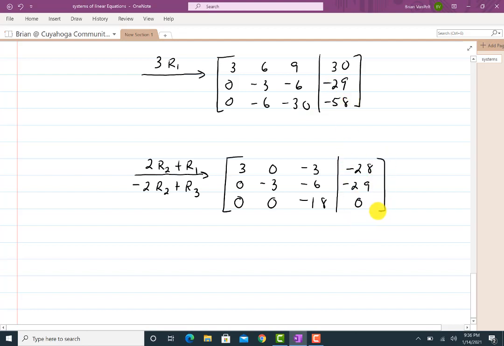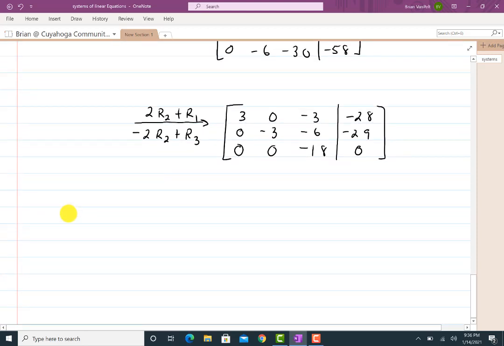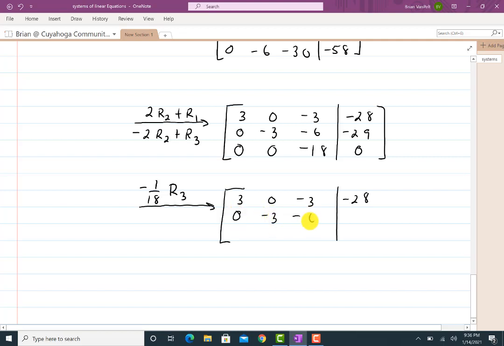Now this is strictly for convenience right now. I'm going to take -1/18 times row 3. So notice my diagonal is starting to come into play here. You can see it. Now what I'm going to do is use this 1. And whenever you can get a 1, that's the best thing that you can get. I can use this 1 to wipe out the entries above it, and then I will have the diagonal I've been talking about.